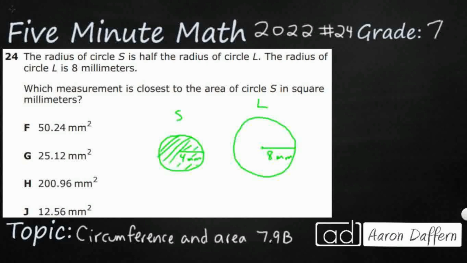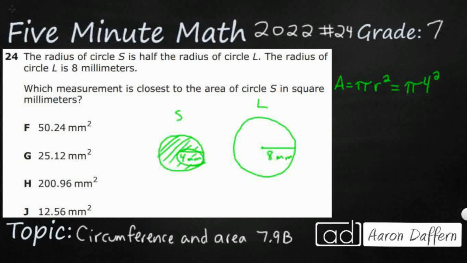So what do we know about area? If we look on our mathematics chart, we're going to get this: area equals pi r squared. Well, that r is the radius. They didn't give us the radius of S, they gave us the radius of L, but we figured out what S was. It's 4. So it's going to be pi times 4 squared.